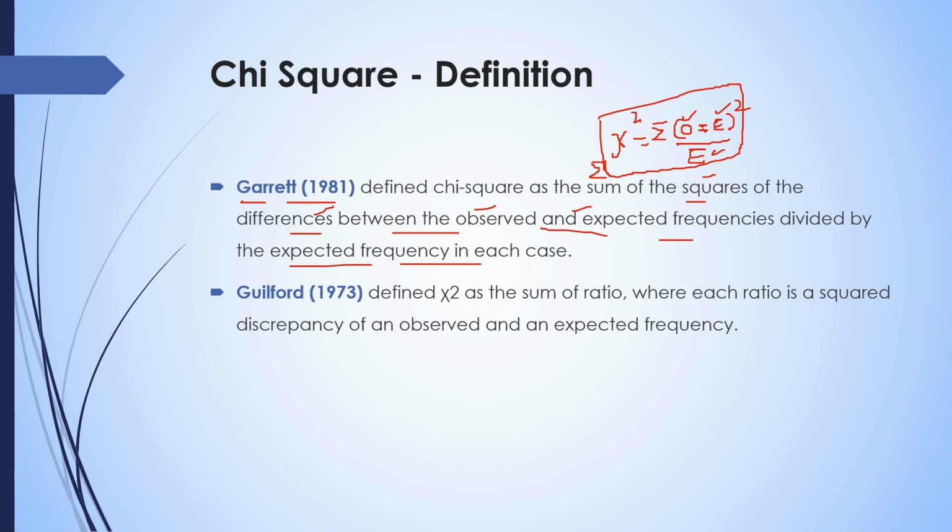The second definition given by Guilford in 1973 pretty much says the same thing but using different words. He defines chi-square as the sum of ratios where each ratio is a squared discrepancy of an observed and expected frequency. What he's saying is that chi-square is a ratio, and what is this ratio? It is a squared discrepancy of an observed and expected frequency. By discrepancy he simply means the differences. So these are the two definitions that you need to study for your exam.